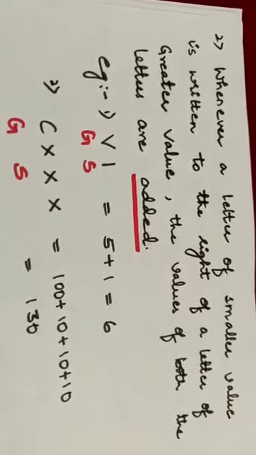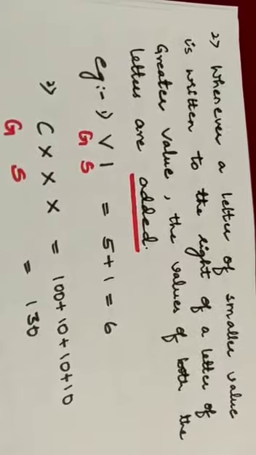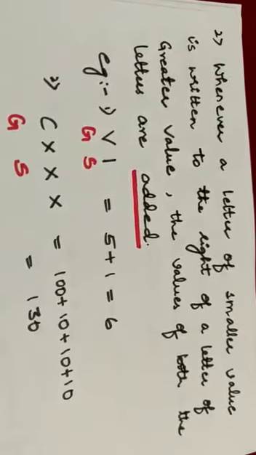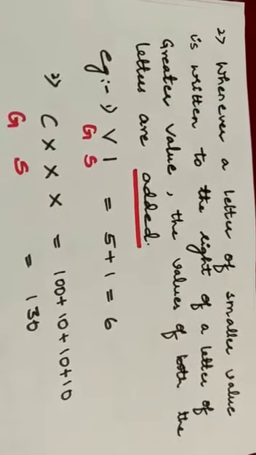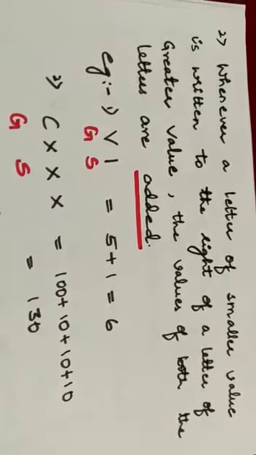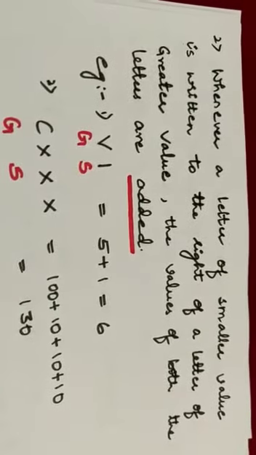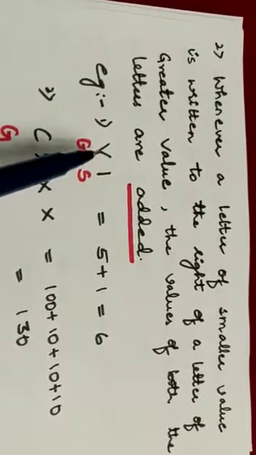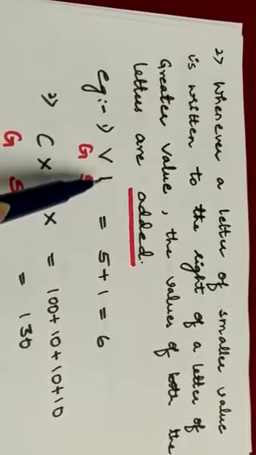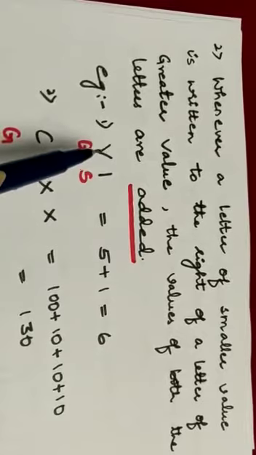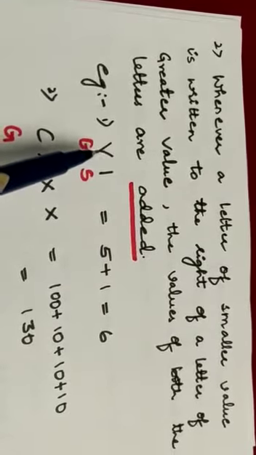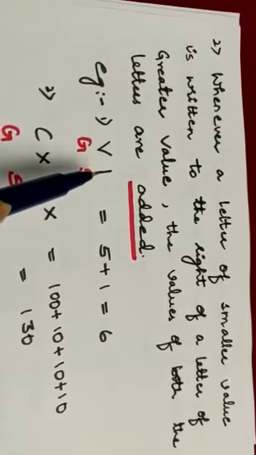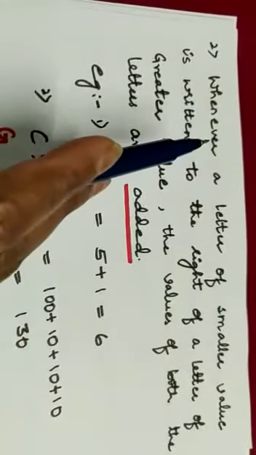So children, what is rule number 2? Whenever a letter of smaller value is written to the right of the letter of greater value, the values of both the letters are added. What does this mean? What is this letter? V. What is this letter? I. What is the numeric value of this letter? V means 5, as we discussed in the tabulation. I means 1.